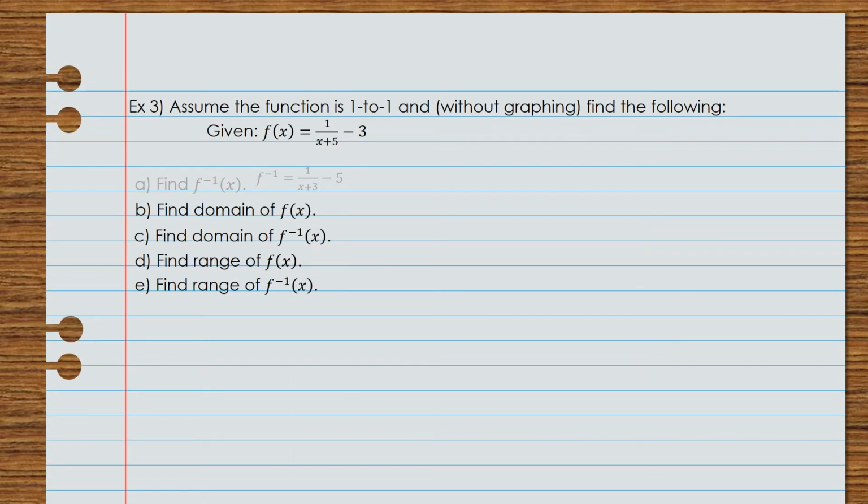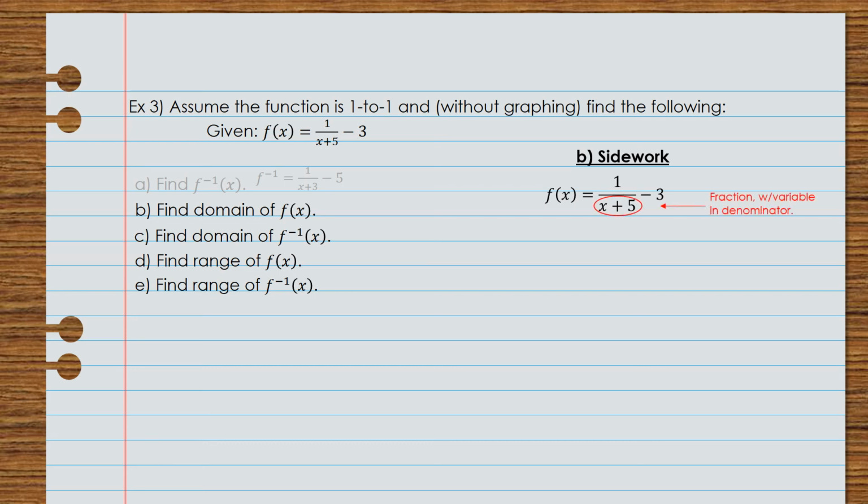Now part B says find the domain of f of x. Now domain means I'm concerned with my x values. But in this case, I don't have a graph to look at. So what we do is we look at the original function. F of x equals 1 all over x plus 5 minus 3. Now recall, for domain, there's only two key issues that we are on the lookout for: fractions and radicals. Well, what do you see?